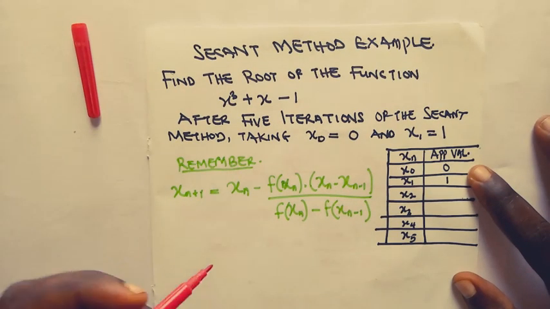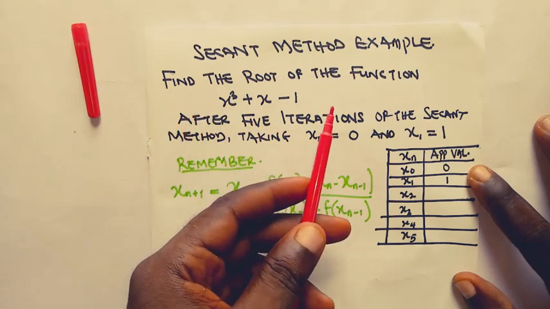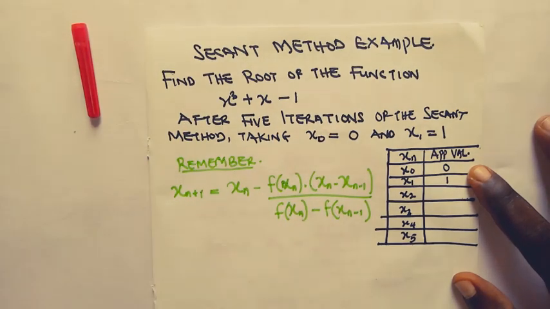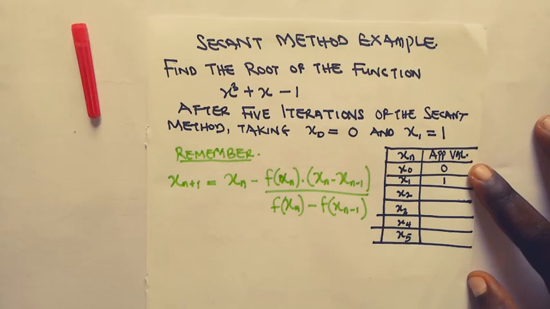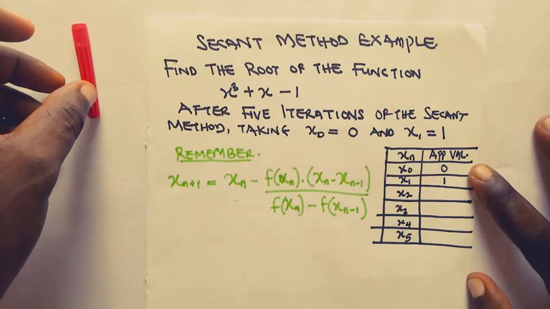All right, so I have an example of the secant method here, and if you have not seen the part 1 of this video, I think you need to quickly go back and check how we got this formula from the Newton-Raphson's method. It is showing right there on your screen. Make sure you click on that video and watch.